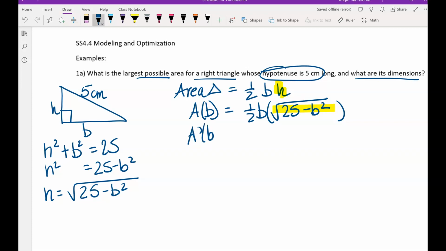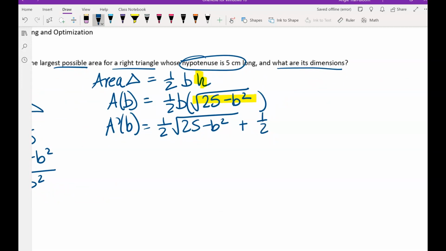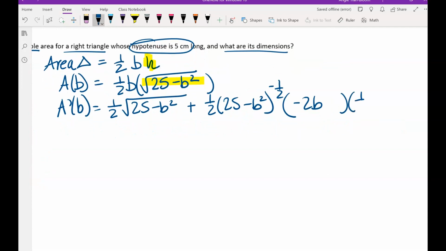A prime with respect to B. So 1/2 B, that's my U. The derivative of U is 1/2, and then copy V over. Then I'm going to take the derivative of V, which is 1/2 times 25 minus B squared to the negative half, times the inner derivative, which is negative 2B. And then I'm just going to copy down my U, which is 1/2 B.